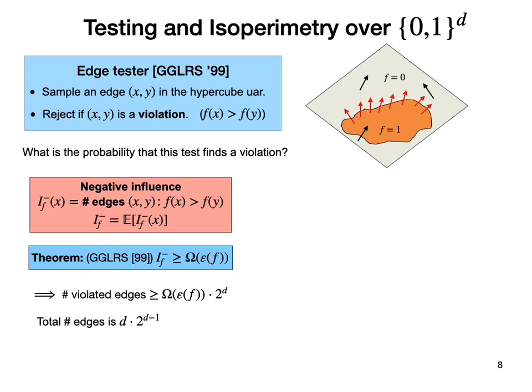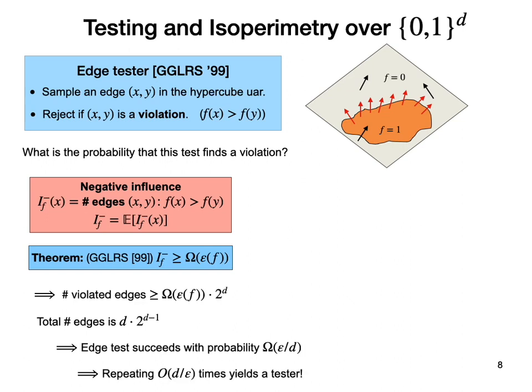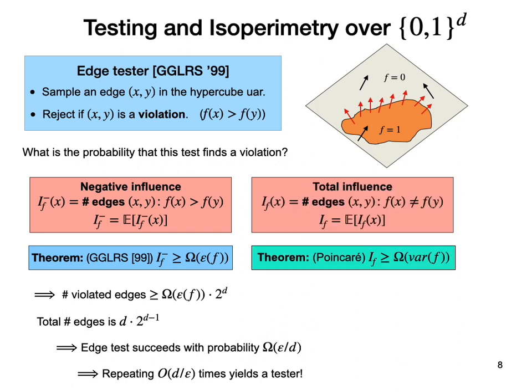And since the total number of edges in the hypercube is d times 2^d, this means that a random edge will be a violation with probability epsilon over d, and so repeating this d over epsilon times yields a tester. Now what's really cool is that if you replace the negative influence by the total influence, and you replace the distance to monotonicity by the variance of f, you recover the edge expansion bound due to Poincaré. So you can think of this inequality on the left as a directed version of Poincaré's inequality.